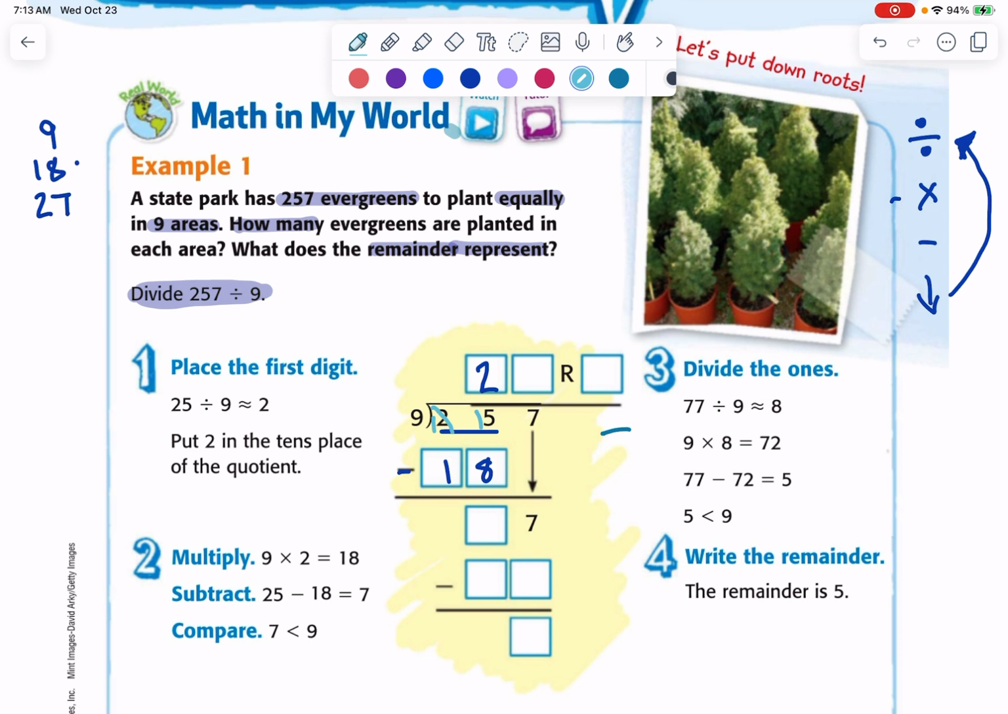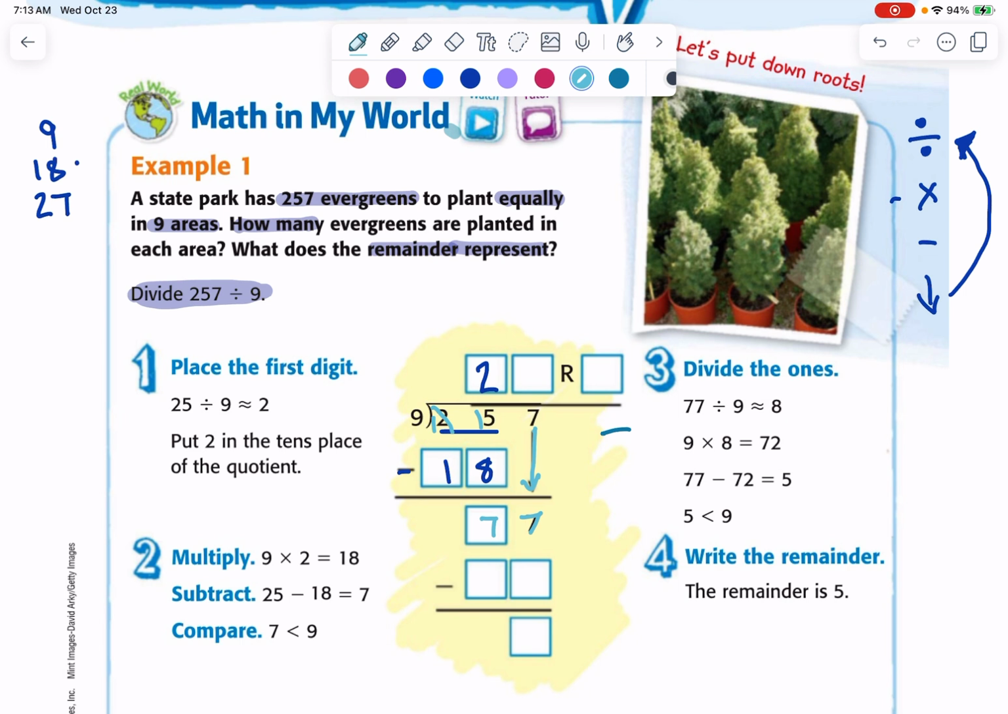Well, 8 and 8 is 16, so 8 and 7 would be 15, correct? 7. Bring down. So now we have 77. Now I traced over those so you could see the process, but you don't have to trace over those numbers that are already in your book.